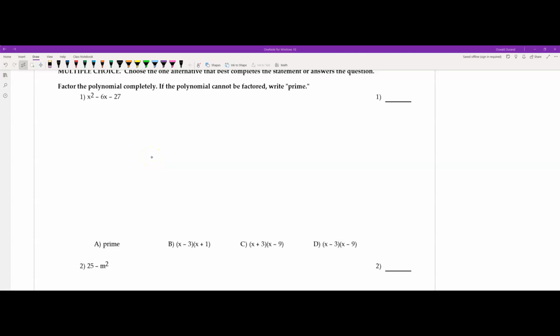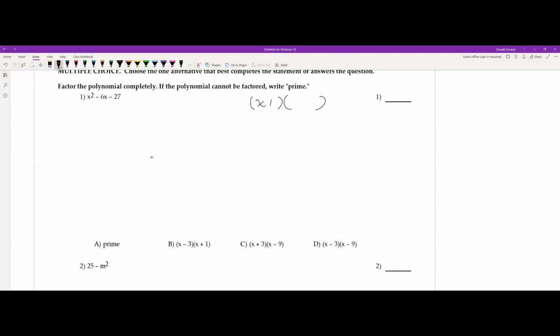All right, hello everyone. So this is week 7 material. We're going to cover factoring polynomials. We're going to get started with factoring these trinomials, but let's review what we did with multiplying polynomials, specifically what we did with multiplying two binomials.